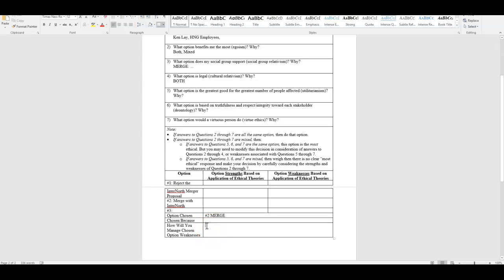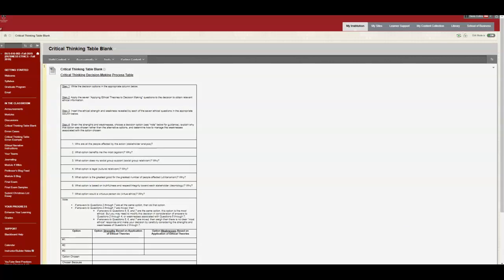And then lastly, how will you manage the chosen option's weakness? One of the weaknesses is I might lose my job. So I'm going to be talking to the board of directors of Internorth and say, here's why you shouldn't fire me, and here's why you should make me CEO of the merged company, or at least keep my job. And actually, here's why you should stay in Houston, because that's the center of the natural gas pipeline. So that's how we fill in the chart. We've used the logic to play this through. And then what will it look like for this particular case?